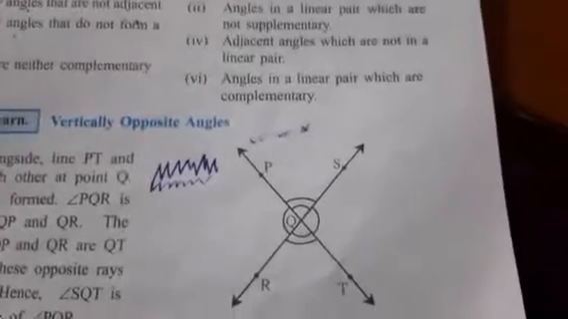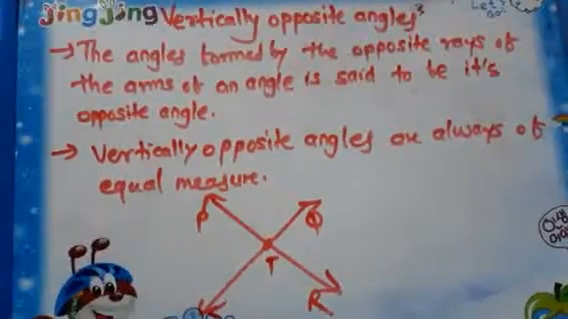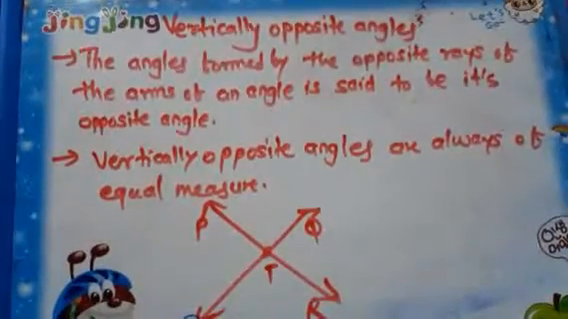Last question from the practice set, angles in linear pair which are complementary, that you have to solve. Next concept is vertically opposite angles.